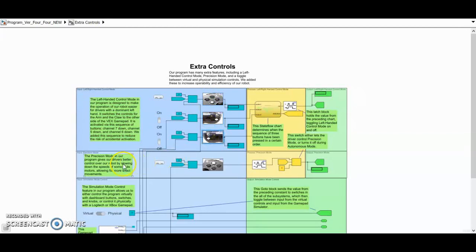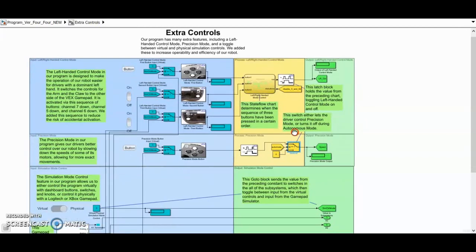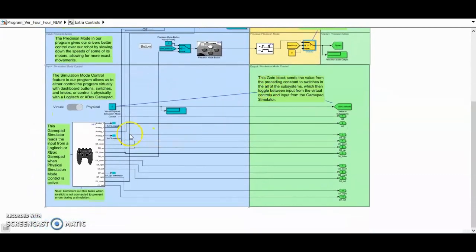Another extra feature is precision mode, which divides output to the motors in half for more detailed control over the robot's movement. This switch disables precision mode during autonomous mode. Switches like this were put in several other places in our program for the same purpose. The third and final feature is simulation mode control. During a simulation, operators can use the Logitech gamepad to simulate the input of the VEX controller. We also included virtual controls for cases where the Logitech gamepad is unavailable.